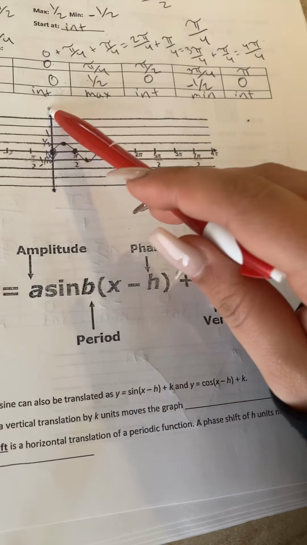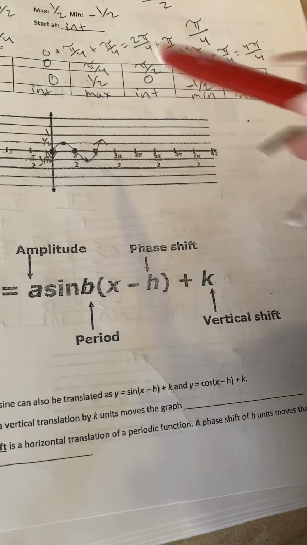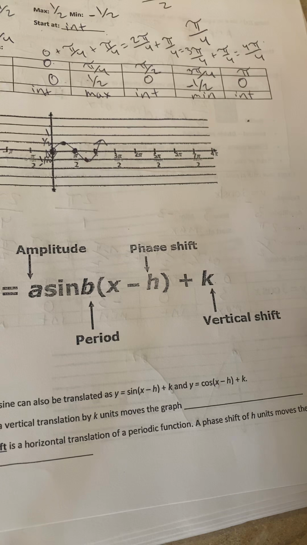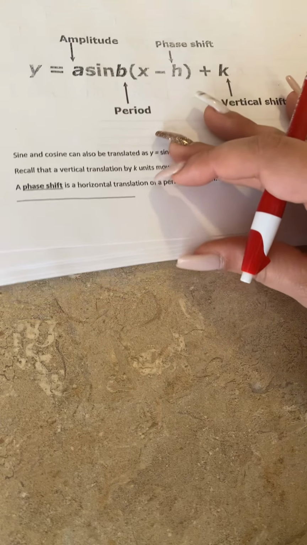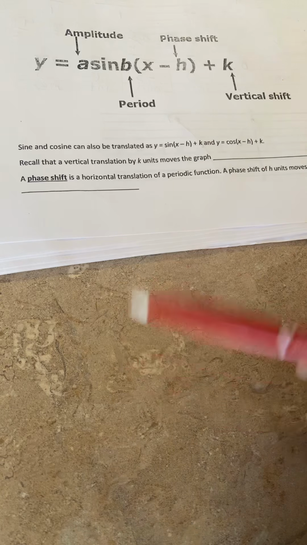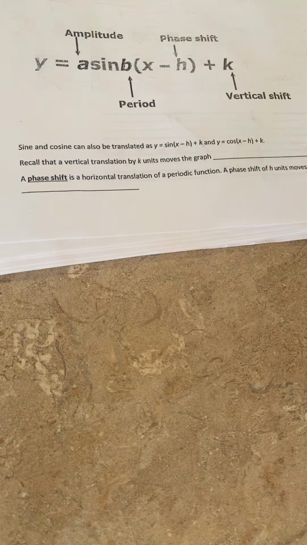So we started our intercept, then our max is at 1/2, intercept, min, intercept. Okay? Now I'm going to add a little bit extra, which is our shifts. Talking about a phase shift and a vertical shift. So transformations is coming back here.